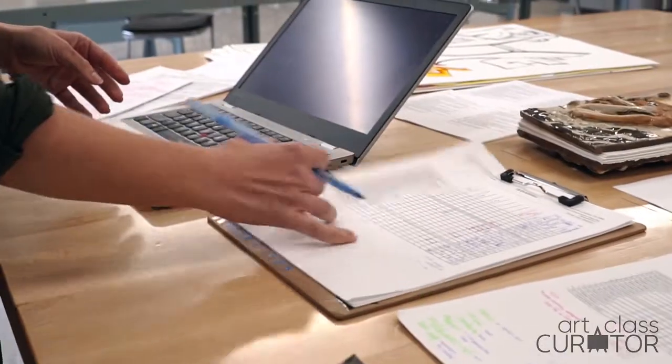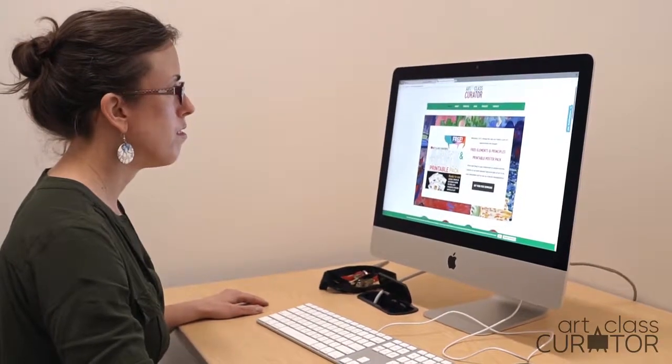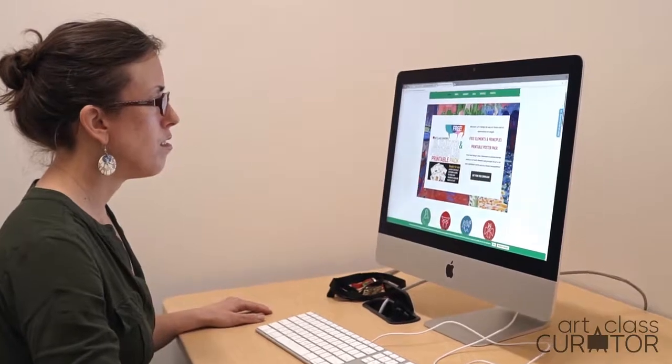Having the resource library leaves me more time open during the school day to plan and set up for projects instead of trying to figure out how I'm going to transition between one project to the next.